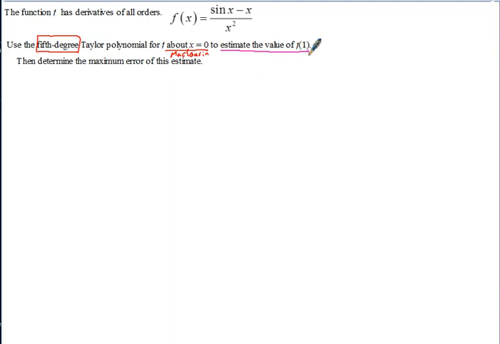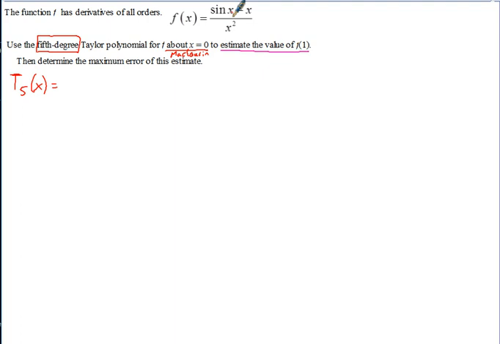All right, so this is like sine, except we're subtracting x and dividing by x squared. So I'll just call it capital T sub 5, the fifth degree Taylor polynomial of x. All right, so sine x, we just have to memorize it from the previous slide. Remember, the way you can remember it is sine is an odd function. It's symmetrical about the origin.